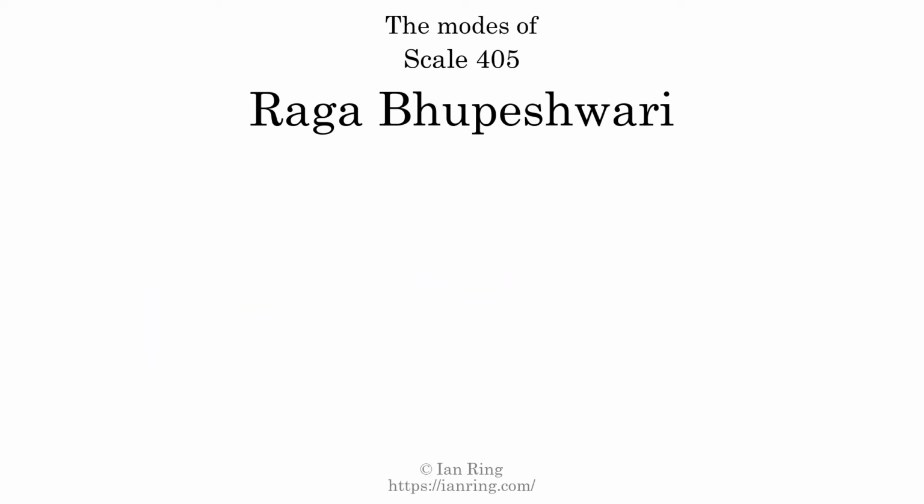This scale has 5 modes. The first mode is itself. The second mode is scale 1125, also known as ionerotonic. It sounds like this.